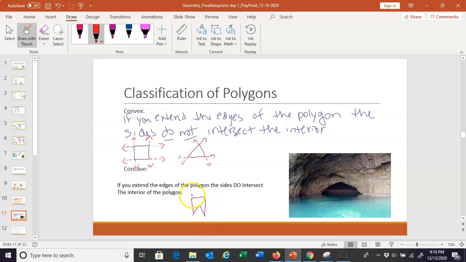Let's see, if I extend this side, okay, we're good, we're good. But look what's going to happen if I extend this side. It goes right through, or even this one. It goes right through the center of that polygon. So it is concave.